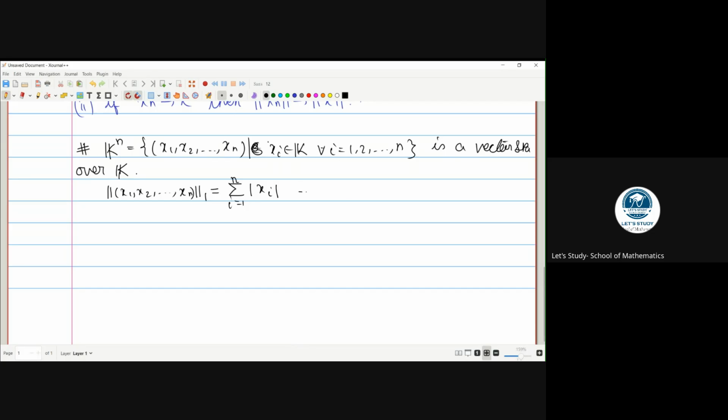So this is called the L1 norm, sometimes just the one norm basically. Okay. Then I am defining another one. It is basically the supremum, the maximum, of the absolute values of xi for i equals 1 to n. Okay.